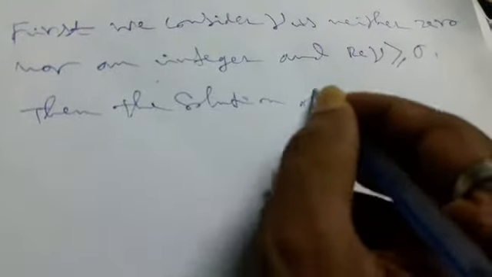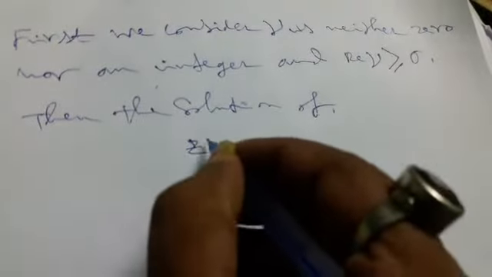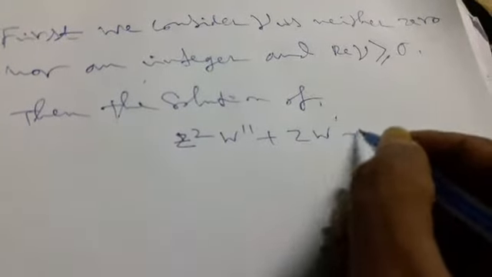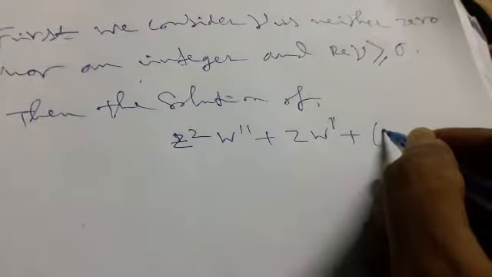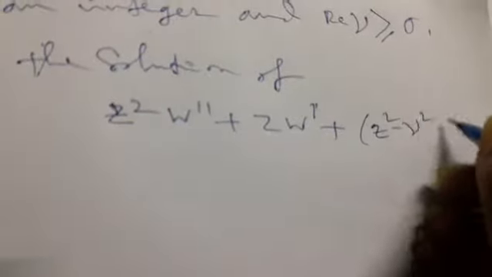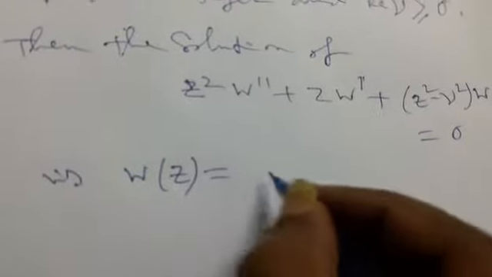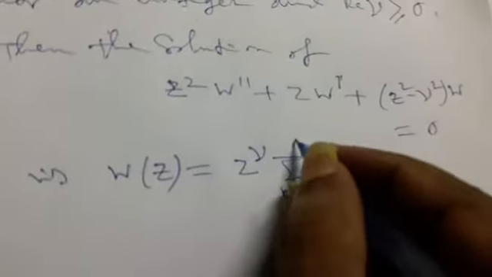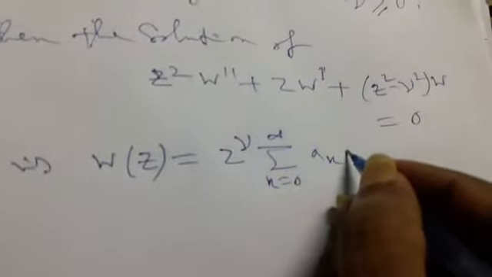Then the solution of z squared w double dash plus z w dash plus (z squared minus gamma squared) w equals 0 is, that is w as a function of z, z to the power gamma times the sum from 0 to infinity of a k z to the power k. That is a series in the form of a Taylor series, a power type of series.